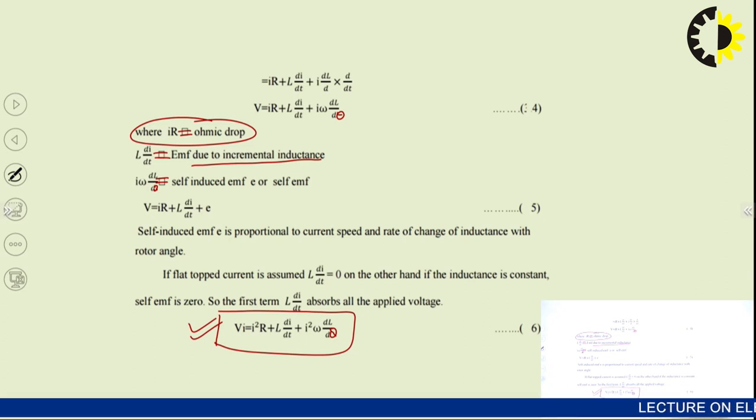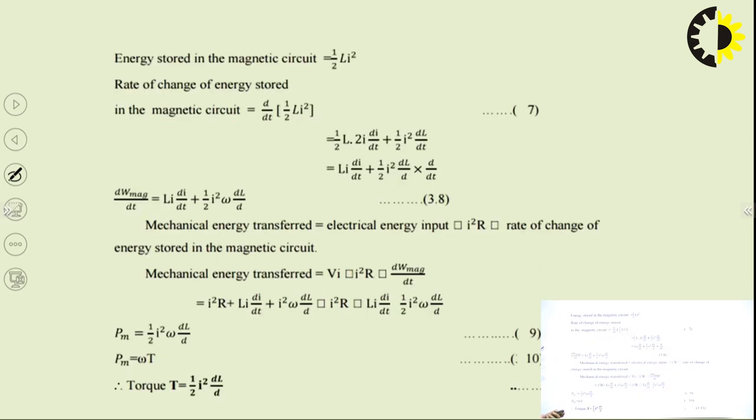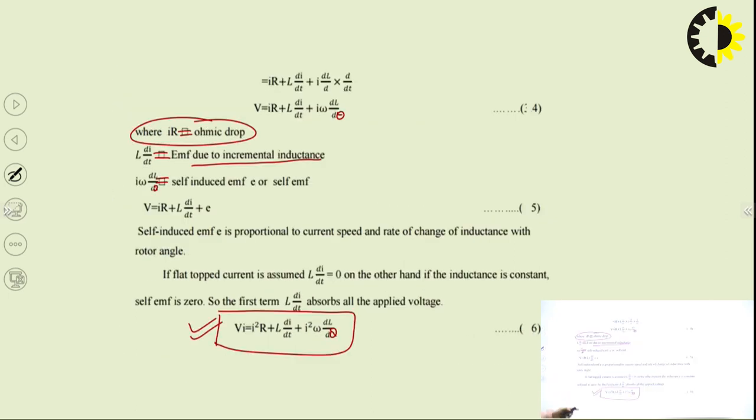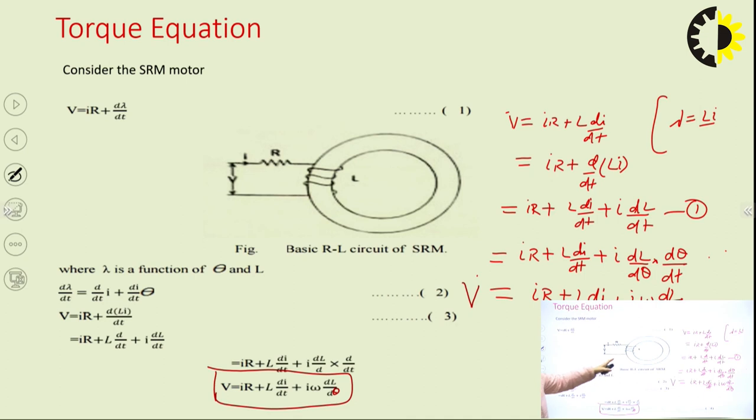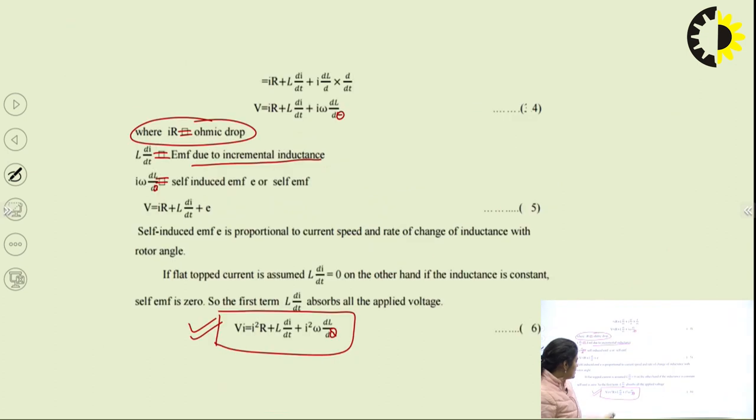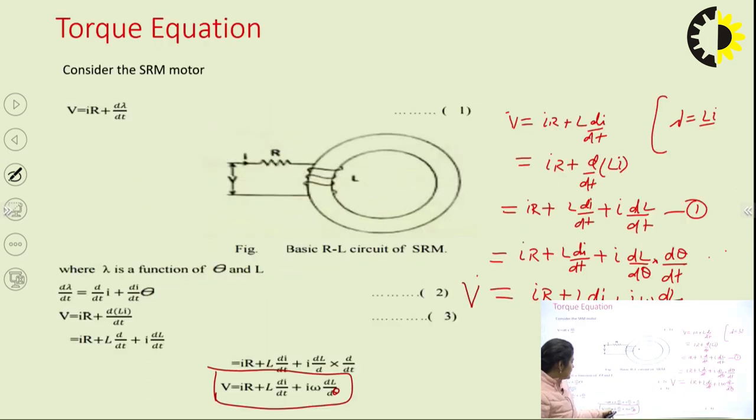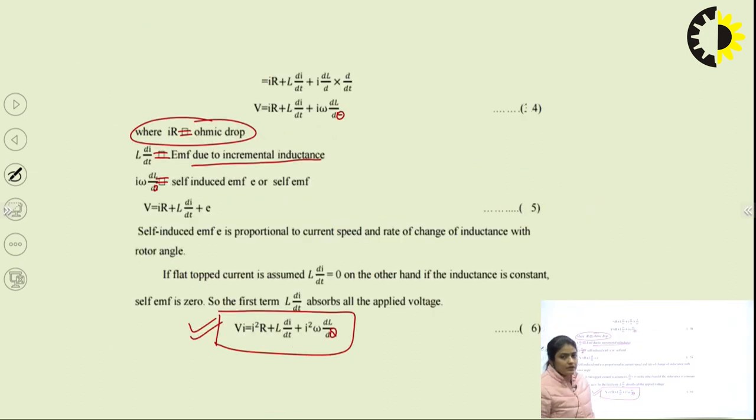right? Now we will see, because you are deriving the torque equation of the SRM motor, this is a general equation. I assume it is singly excited, only the stator is excited, and concentrated winding is used, so I have written the equation according to the excitation. I am getting this term, and if you multiply by current on both sides, you will get this expression, right?